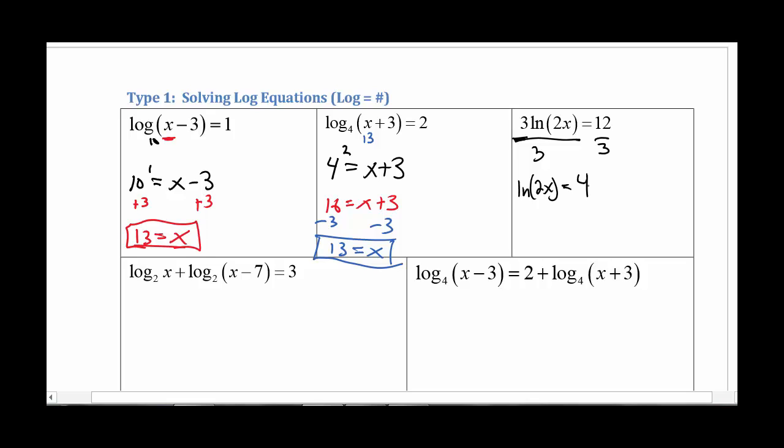Now we've got to remind ourselves, what does ln mean? Ln is really log base e of 2x equals 4. So now when I go to convert it into exponent form, I get the base, which is e, to the 4th power equals 2x. And I'm trying to solve for x, so I'm going to divide by 2. So I end up with e to the 4th over 2 equals x.